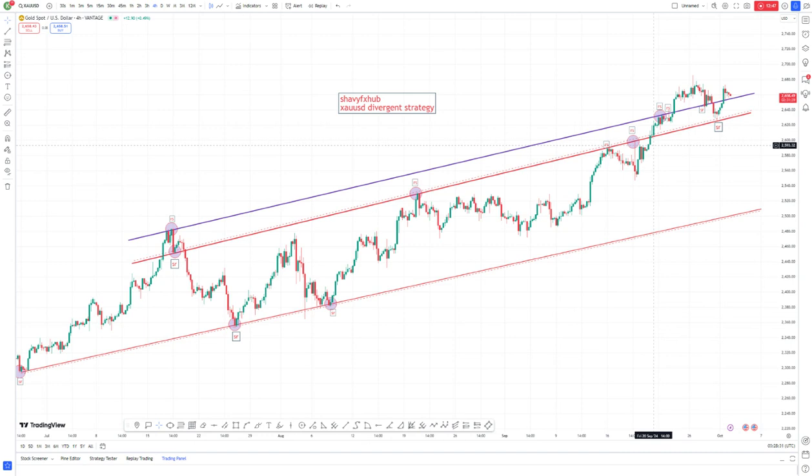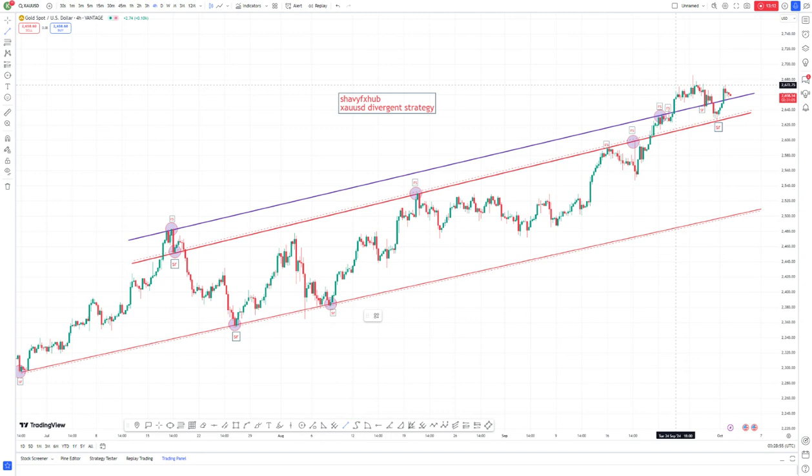A broken resistance becomes a current support. So when buyers pushed up to break the higher roof, I expect price to return to the purple support level. But we need to look for further evidence.